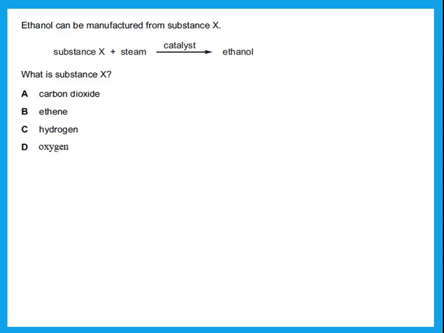Okay? Okay, ethanol can be manufactured from substance X. So he wants something plus steam to give ethanol. Remember, to make ethanol, I add steam to what? I add steam to ethene.